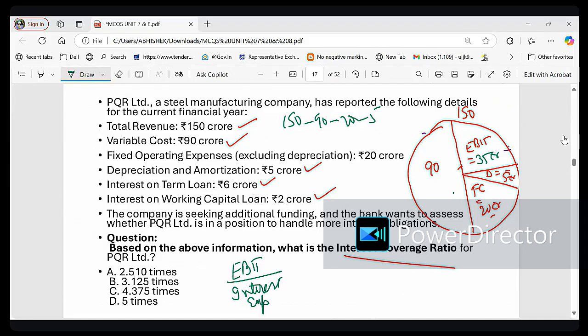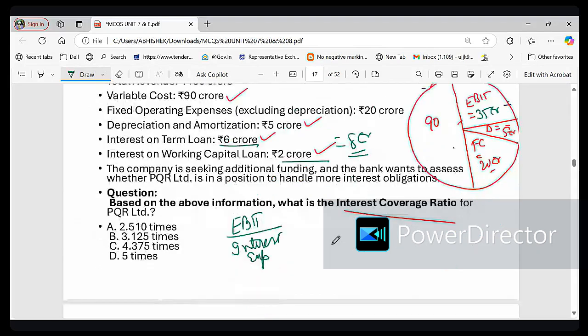Now friends, can you tell me how much is your interest expense? Please type. I am waiting for your response. How much is the interest expense? So see, two interests they are paying, 6 crore and 2 crore. So the interest expense is 8 crore. Now can you tell me what is the final answer? Can you tell me what is the interest coverage ratio?